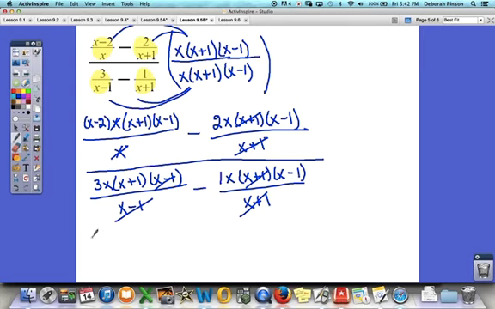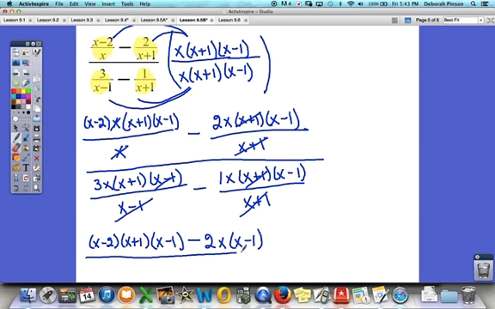So in the top, I'll have x minus 2, x plus 1, x minus 1. Okay, so that's from right here, minus 2x, x minus 1. Okay, that's not going to be so bad. I can distribute there. Here I've got the 3x and the x plus 1. And here I've got the 1x, I can just write that as x, x minus 1.